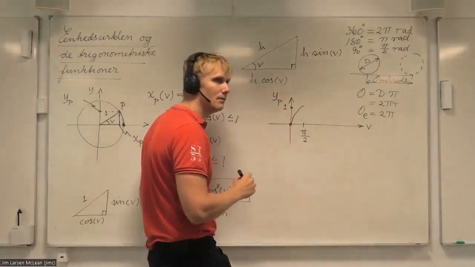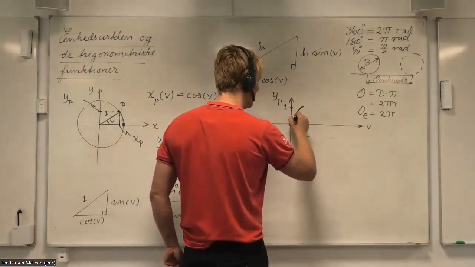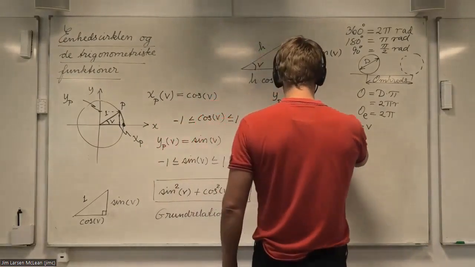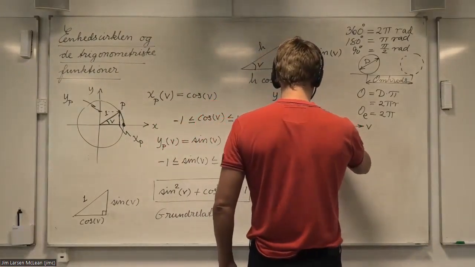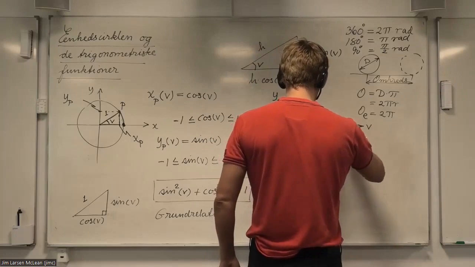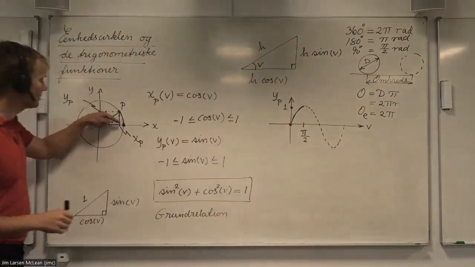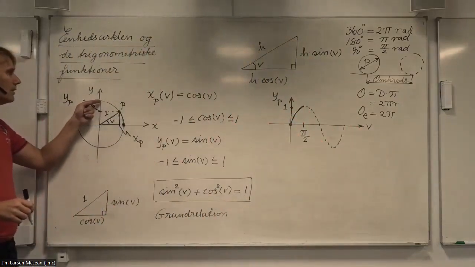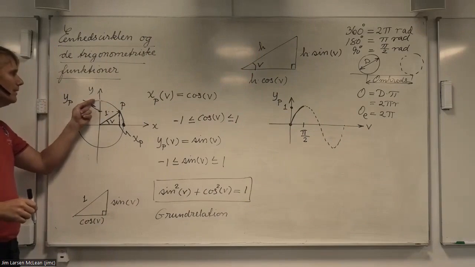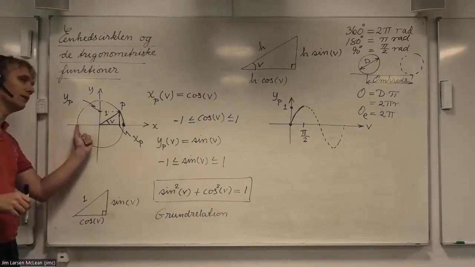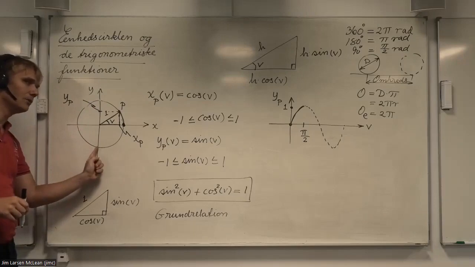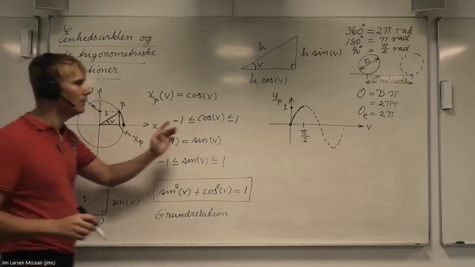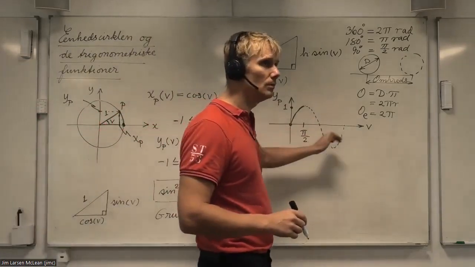It goes up and reaches 1 there. And then the graph continues like this. If you just think about it, because this point P moves further and further around, when it reaches up here, the y-coordinate is 1, and now the y-coordinate gets smaller, and here the y-coordinate is 0, and down here the y-coordinate is -1, and back the y-coordinate is 0 again. And that's the curve we've drawn here. So that's the sine curve.